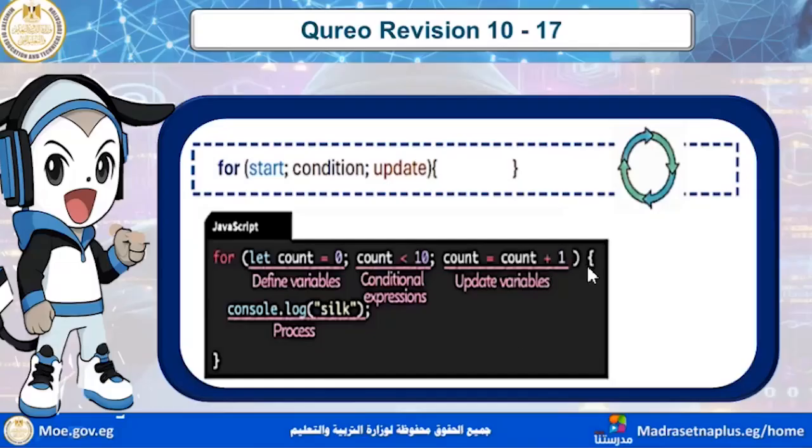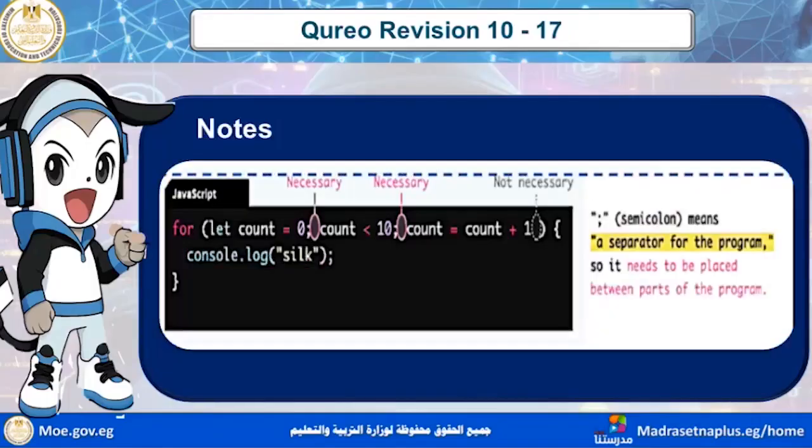After opening the curly bracket, we must write the process here, which we call the command we have to repeat for a number of times. And here this command is console.log the word self. Show on screen the word self for a number of times. We have some notes here.